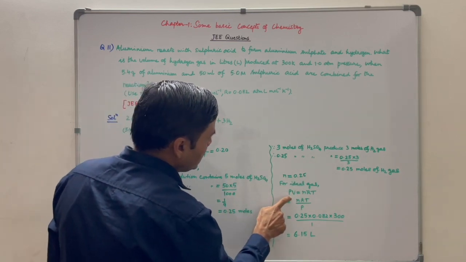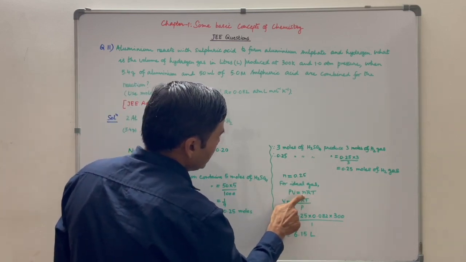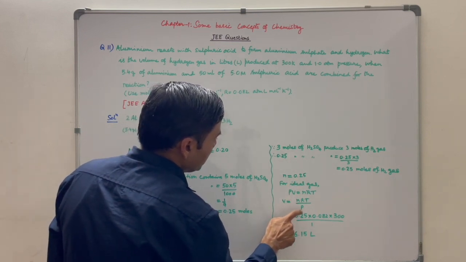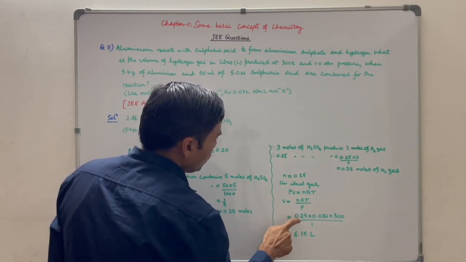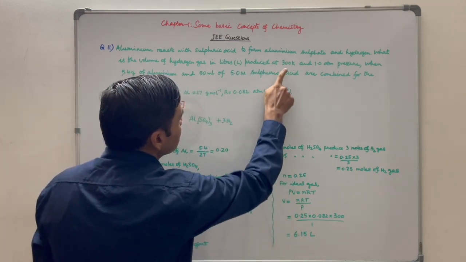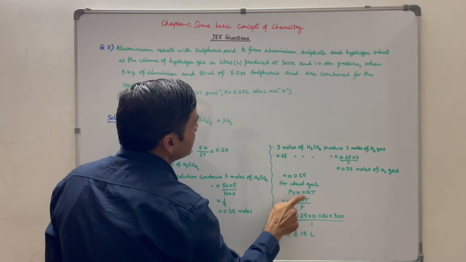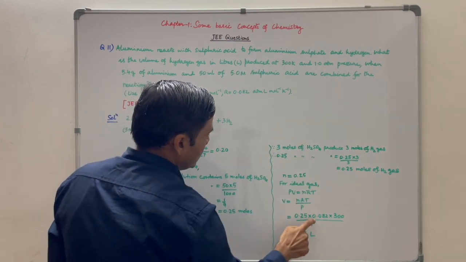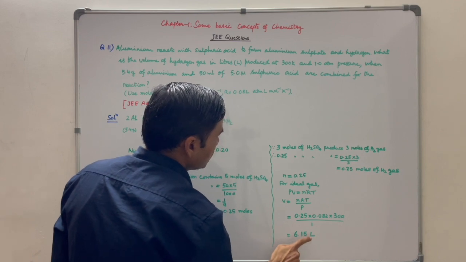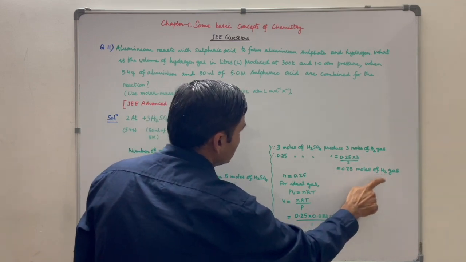For ideal gas, PV is equal to nRT, where n is number of moles of gas. So V is equal to nRT upon P. n is 0.25, R is given as 0.082, T is given as 300 Kelvin, and P is given as 1 atmospheric pressure. So V comes out to be 6.15 liter. That is volume of hydrogen gas produced.